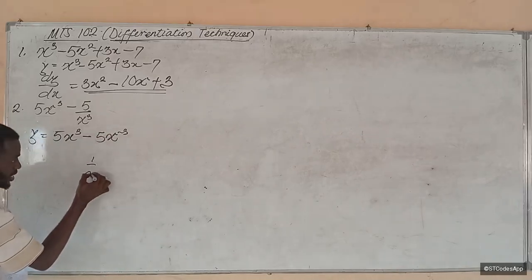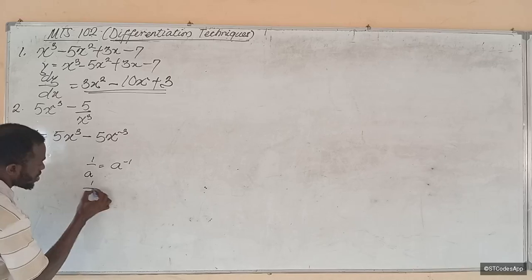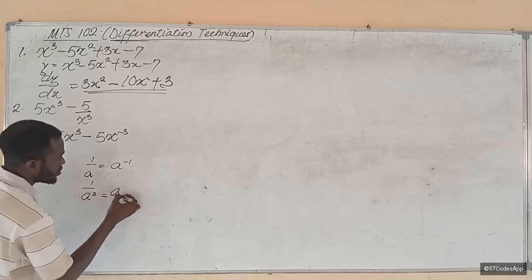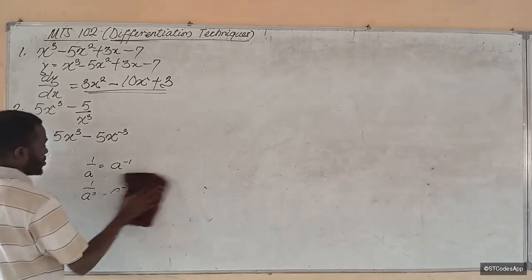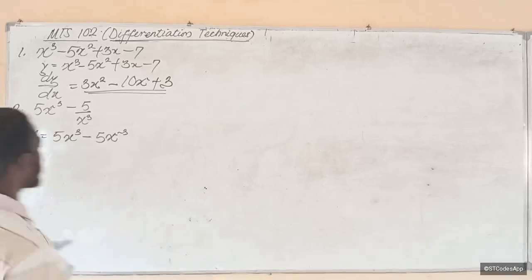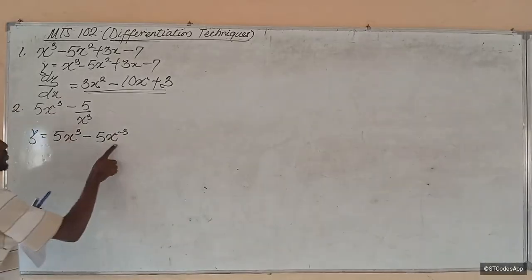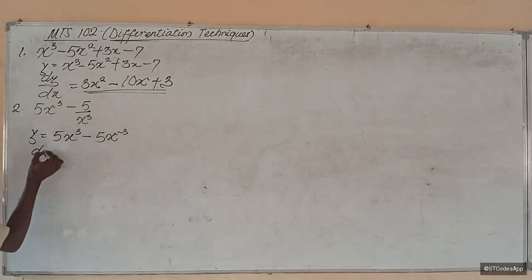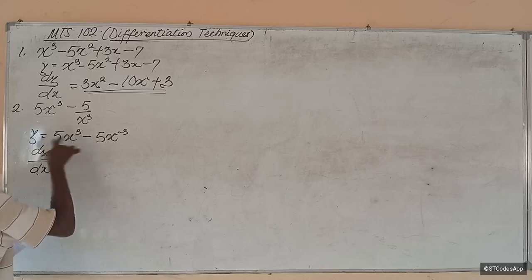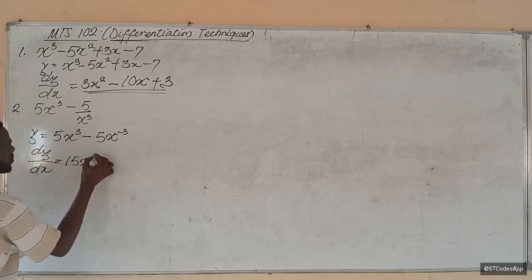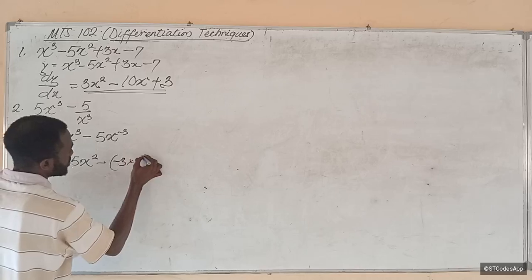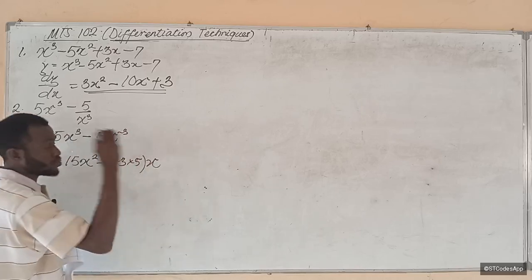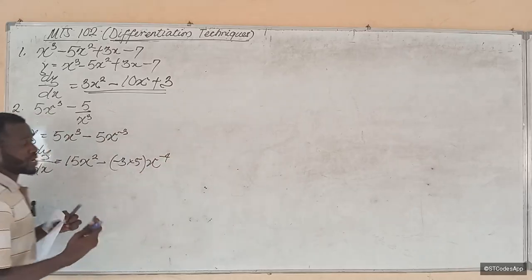If I have 1 over a, it is the same as a raised to the power minus 1. If I have 1 over a squared, it is the same as a raised to the power minus 2. Does that make sense? That is why 5 over x raised to the power 3 here is the same as 5x raised to the power minus 3. So we can now differentiate. dy dx will be equal to, this will come down, 15x squared minus, now minus 3 will come down, so we have minus 3 multiplied by 5 x raised to the power, minus 3 reduced by 1, that will be minus 4. Minus 3 minus 1 is minus 4.